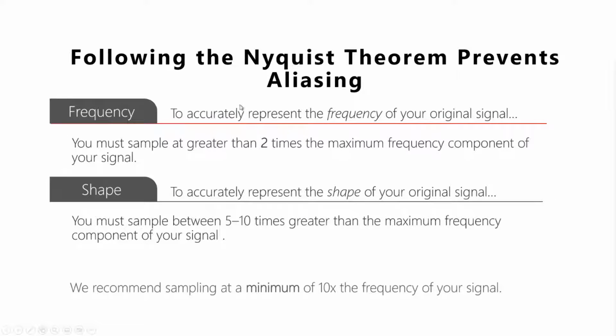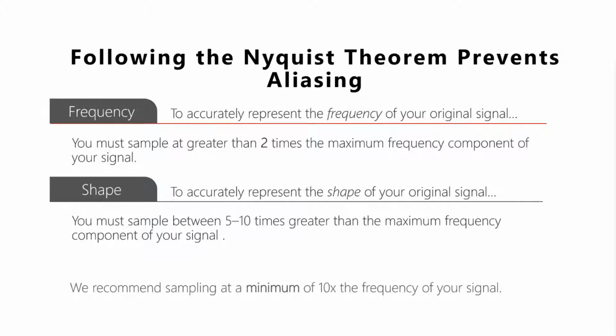I think you've been hearing this theorem before. This is the Nyquist theorem. The Nyquist theorem states that you must sample at greater than 2 times the maximum frequency component of your signal to accurately represent the frequency of your signal. That's if you want to just get the frequency. But if you want to get the shape of your original signal, you must sample between 5 to 10 times greater than the maximum frequency component of your signal. So I would recommend you sample at a minimum of 10 times so that you get the frequency and the shape all the time.